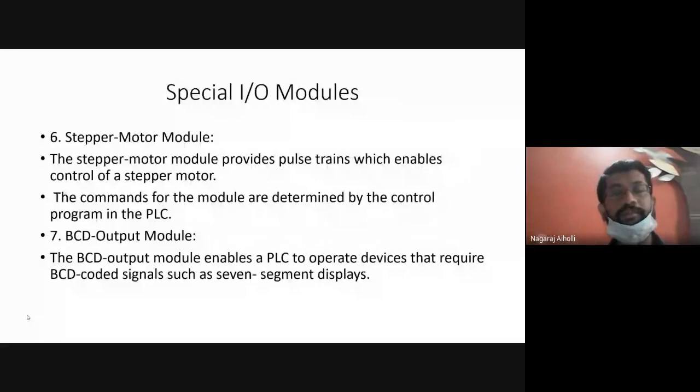Now, based on the pulses that are applied to the stepper motor, we know that the stepper motor operates on pulses. Whatever electrical pulses we apply, based on that, it rotates in either the clockwise direction or the anti-clockwise direction.